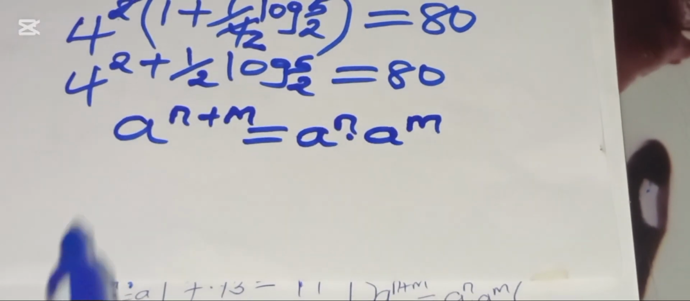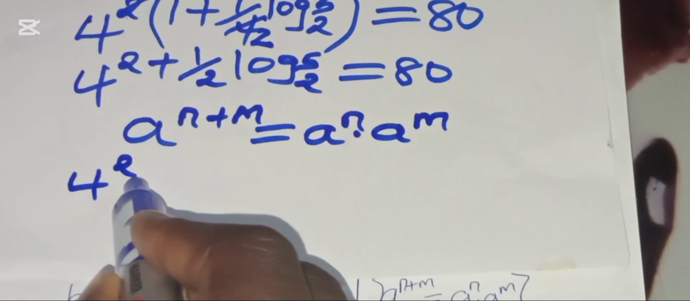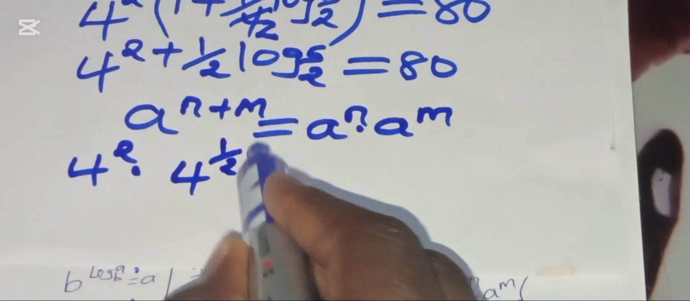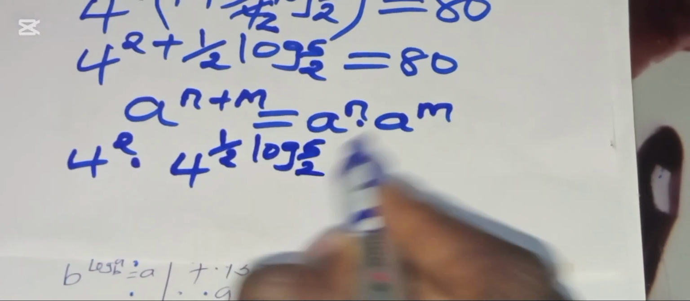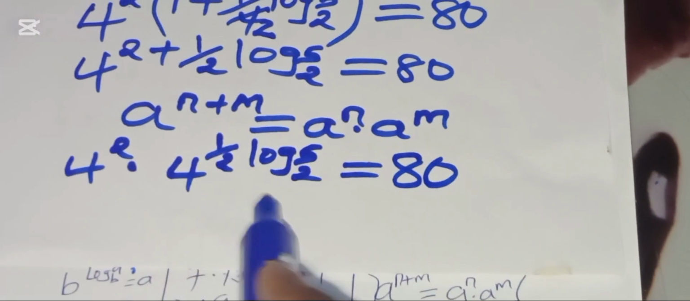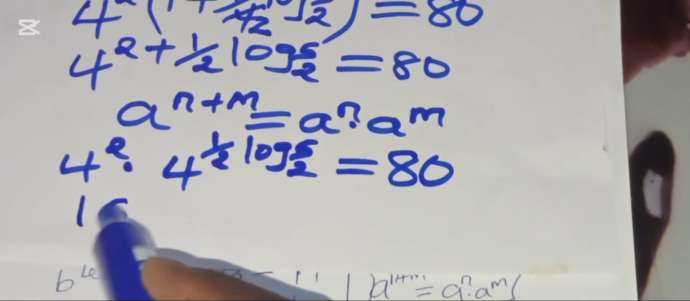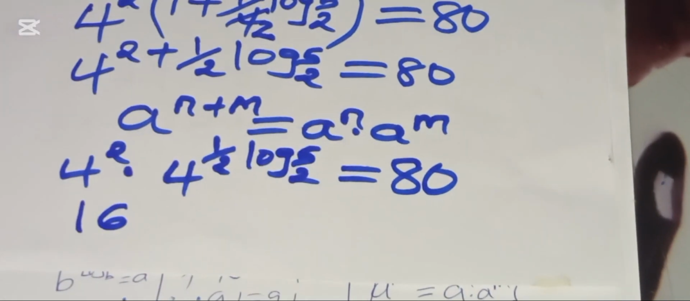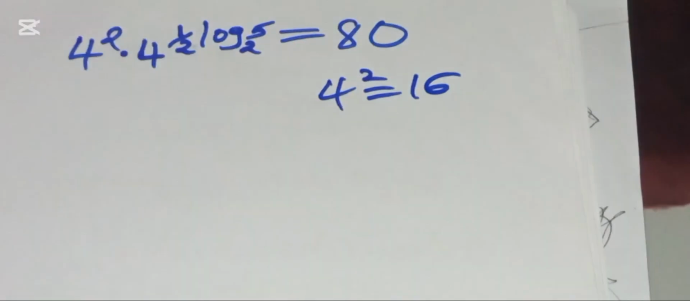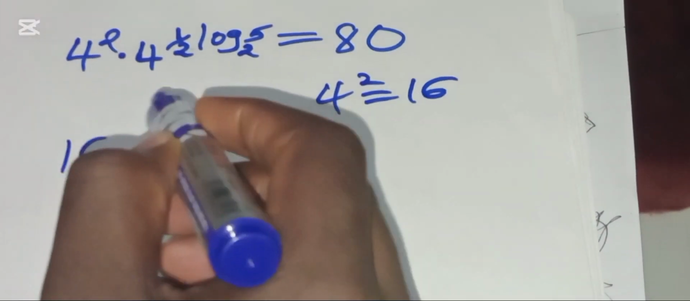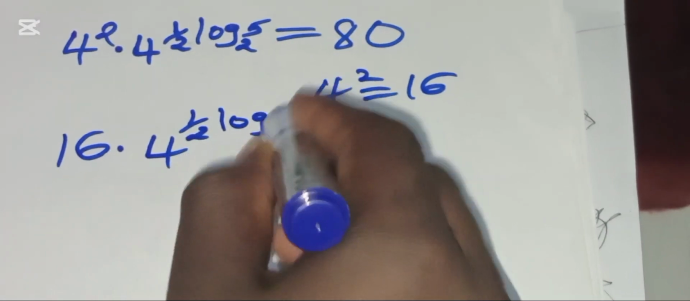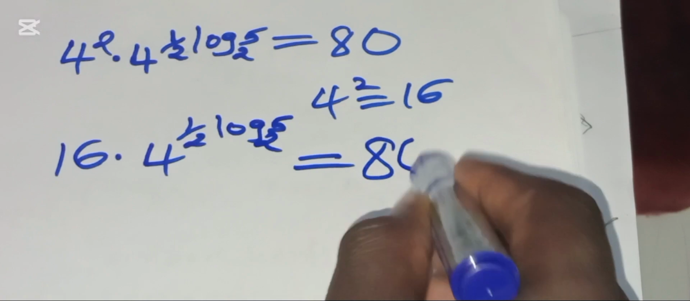Now, from here, we find that we have 4 squared multiplied by 4 raised to power a half log 5 to base 2. This is supposed to be equal to 80, okay? Now, from what we have here, 4 squared, this is equal to 16, okay? So we have 16 multiplied by 4 raised to power half log 5 to base 2. This is supposed to give us a value of 80.